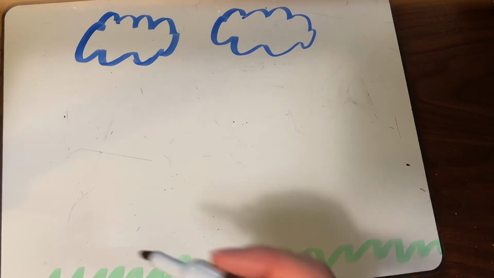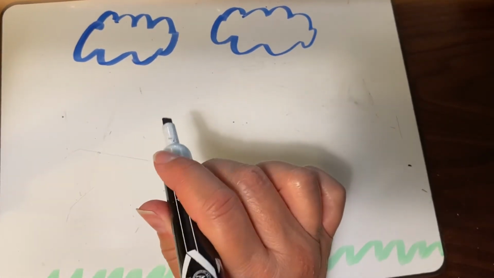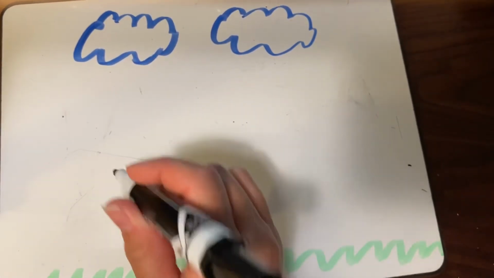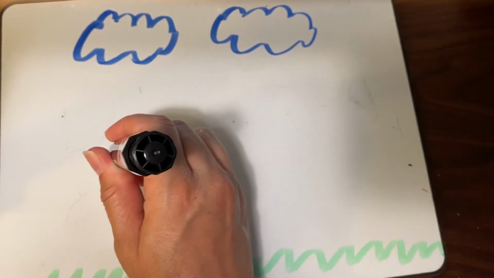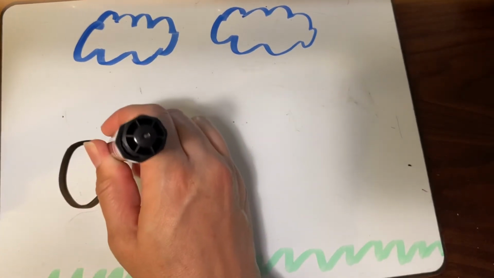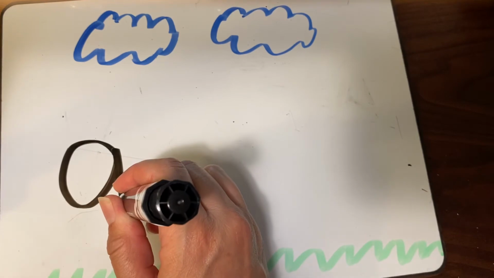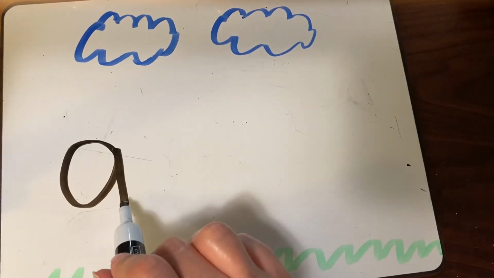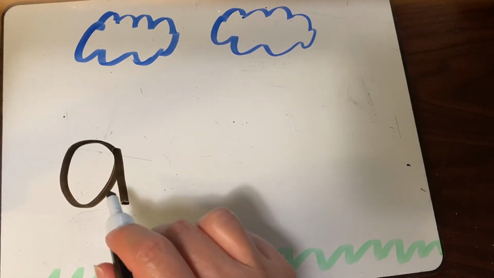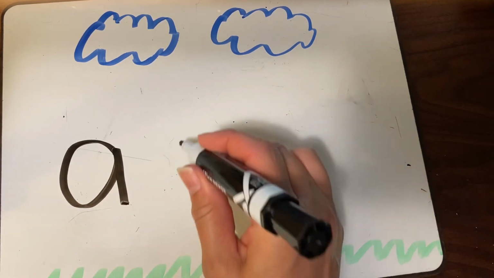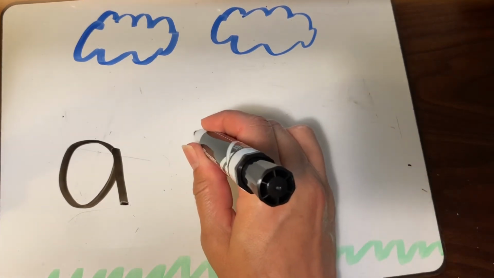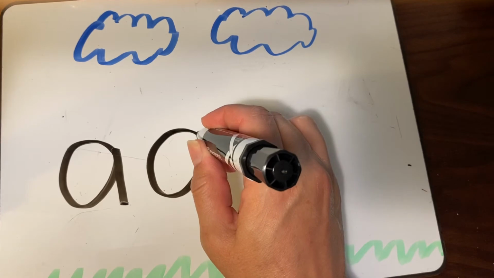Lowercase a is a lot like the lowercase c and o, so that's why we've grouped this letter. So lowercase a goes over, around, down. And I always kind of think of that like a little kickstand that you might have on your bicycle to hold it up to keep it from rolling over. So lowercase a, over, around, down.